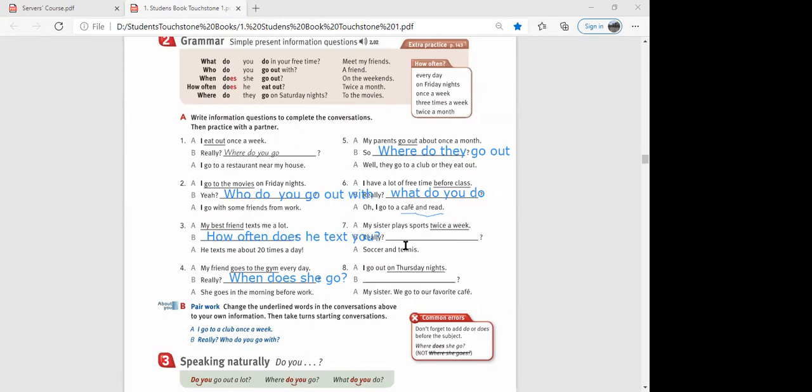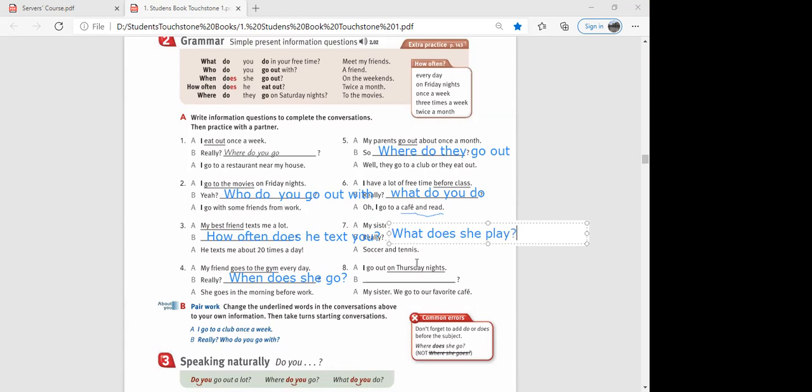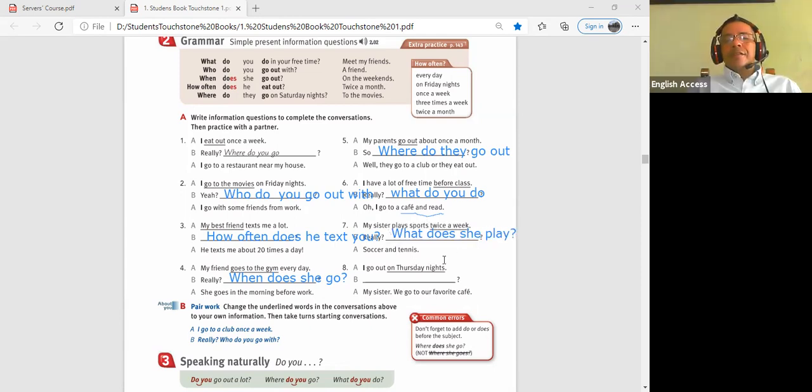Number 7. Alejandra. What kinds of sports? It's okay, what kind of sports, or we can say what does she play? She plays soccer and tennis, right?